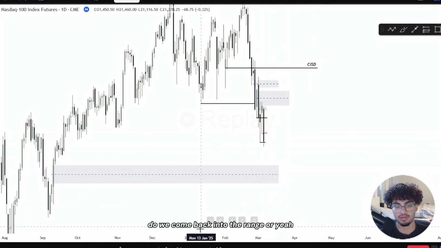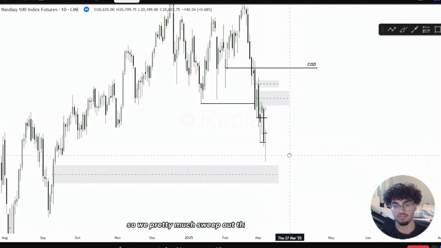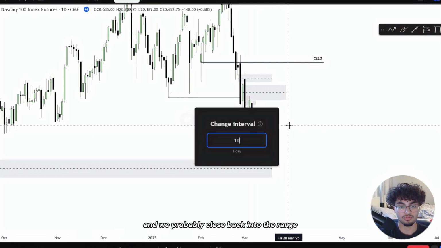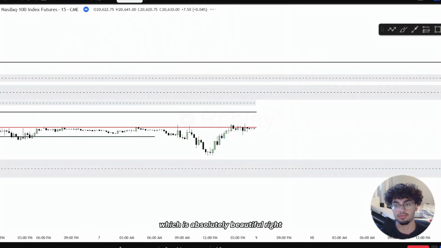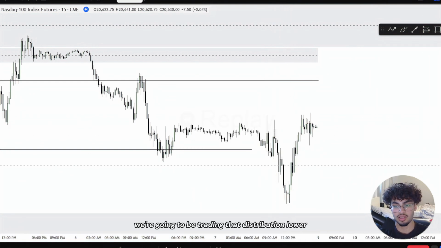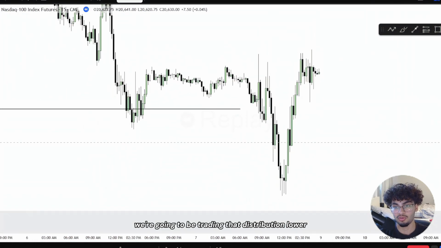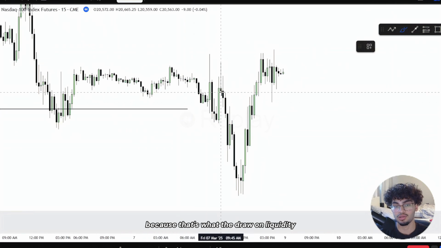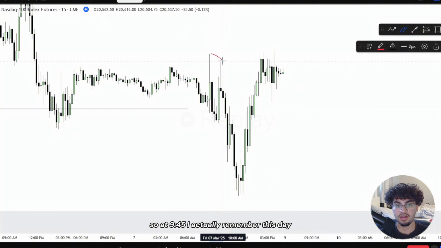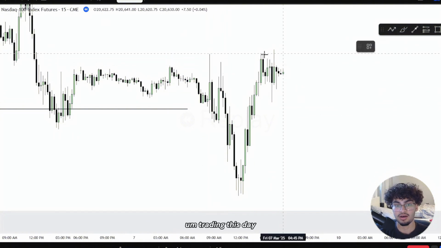Do we come back into the range? Or yeah, so we pretty much sweep out this liquidity out here, and we probably close back into the range, which is absolutely beautiful, right? But what are we going to be trading? We're going to be trading that distribution lower, because that's the draw on liquidity, and that's what our daily bias aligns with. So at 9:45, I actually remember this day, trading this day.